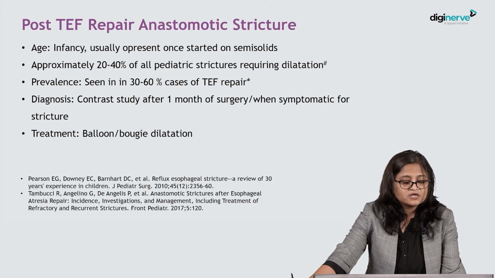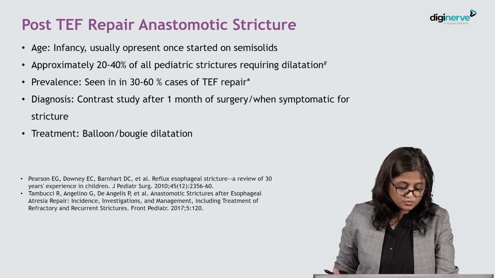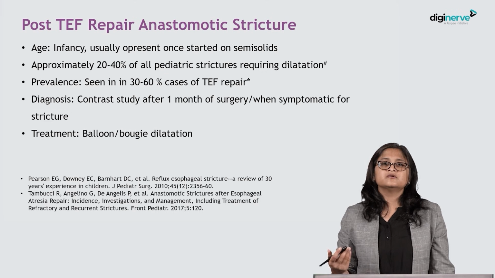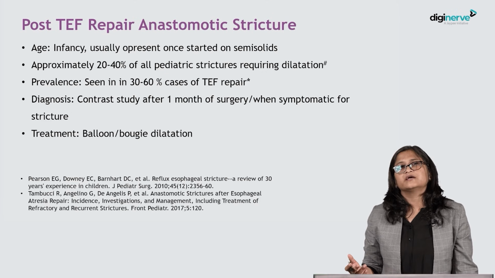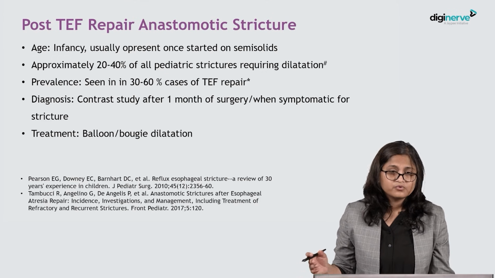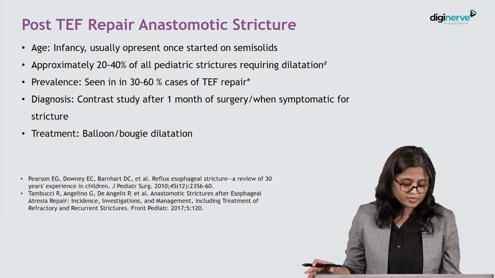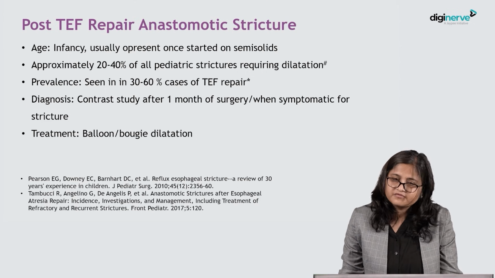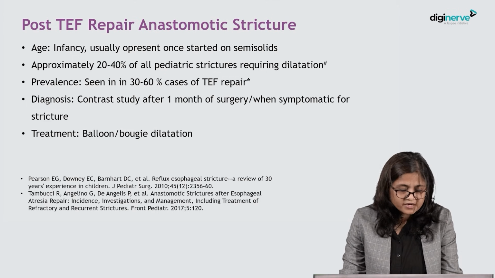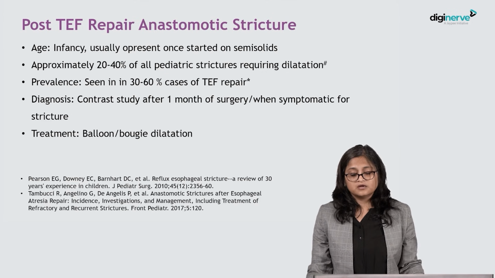Now, moving on to the next etiology, that is post-tracheoesophageal fistula repair anastomotic stricture. So, what age group do we expect? Obviously, in infancy, depending on the difficulty with the surgery, they might come as early as 4 weeks post surgery or later on they will present in infancy. Around 20 to 40% of all pediatric strictures are due to anastomotic stricture. And the diagnosis, again, after 1 month of surgery, if the child is symptomatic, we can do the barium study earlier also. Treatment is endoscopy in most of the cases. If not, then might require a redo surgery.